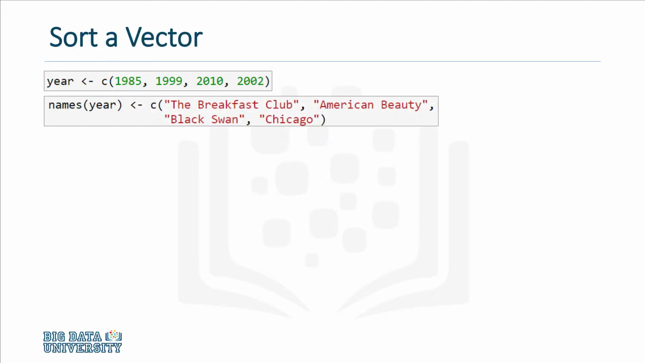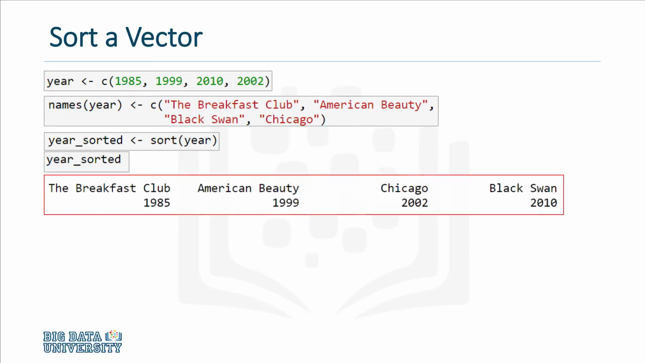In order to sort a vector, we can simply call the sort function while passing in the vector as input. This will sort the movies in ascending order time-wise from oldest to newest. Notice that since we used the names function, the titles appear in the output along with the year.